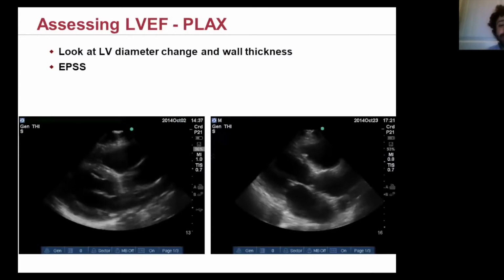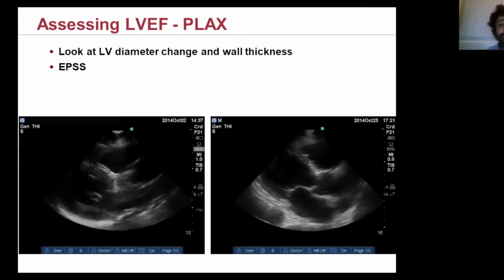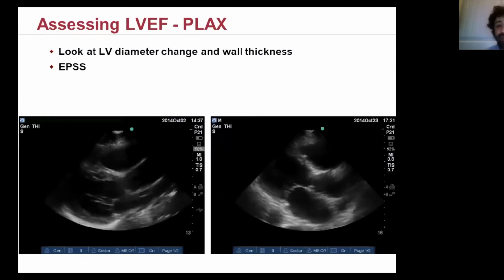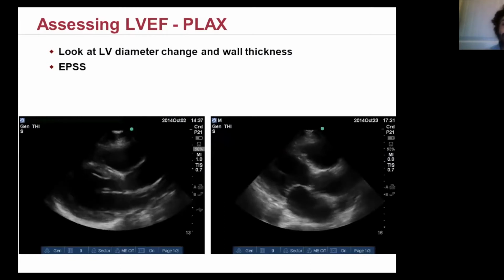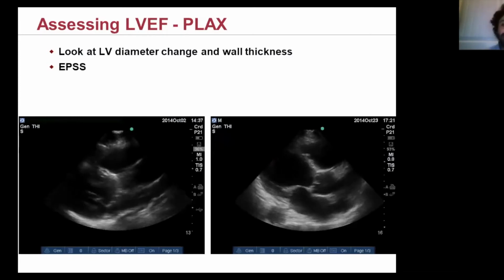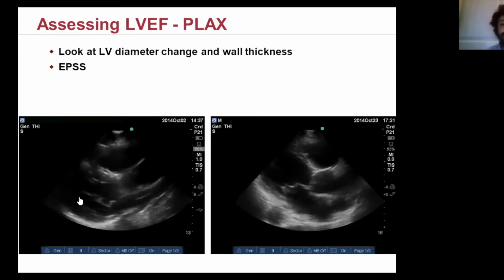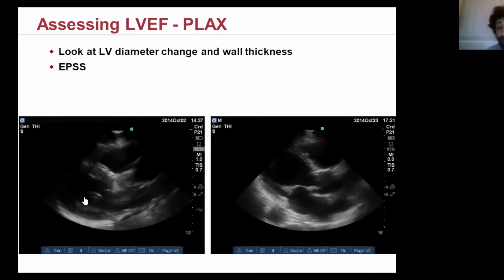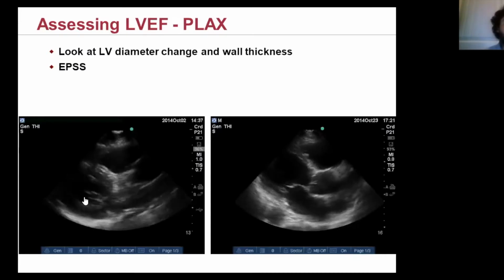One of the first things that we can look at is the LV diameter change in the way that the wall thickness changes. That's referred to as the unidimensional shortening or the fractional shortening. If you look at the normal heart on the left, you can see that the LV cavity, the deeper of the two ventricles, has walls that come together about halfway.